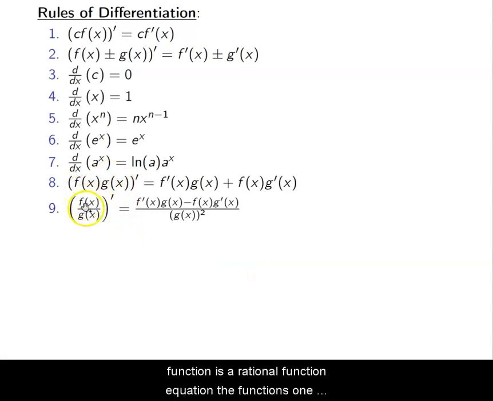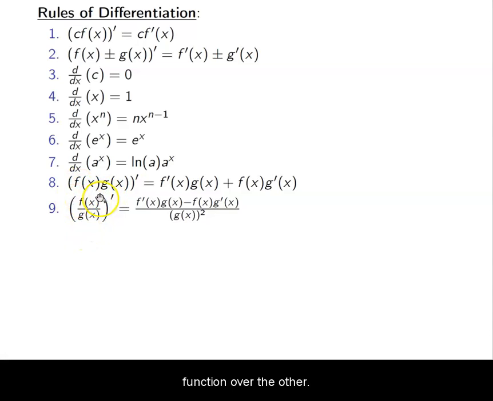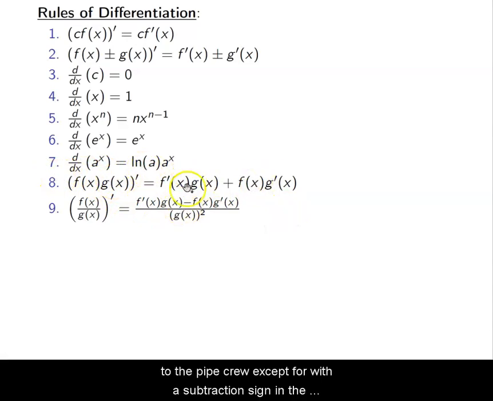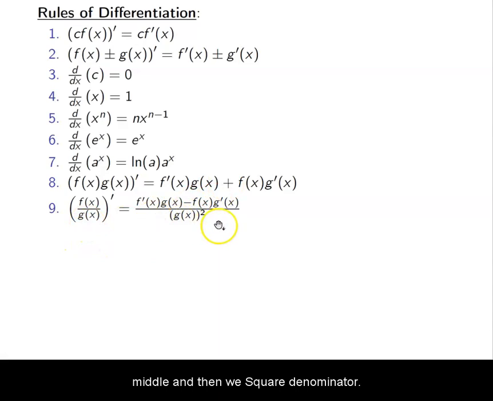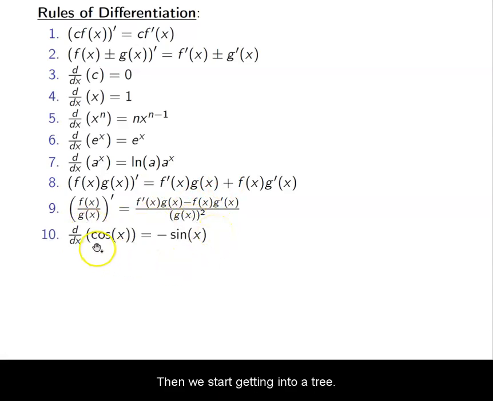So again, if our function is a rational function, a quotient of functions, one function over the other, to take its derivative, the numerator is very, very similar to the product rule, except with a subtraction sign in the middle, and then we square the denominator function. Then we start getting into our trig derivatives.